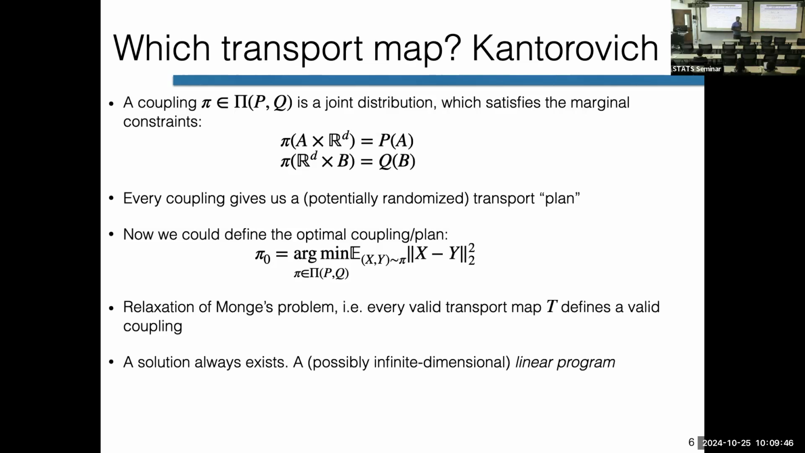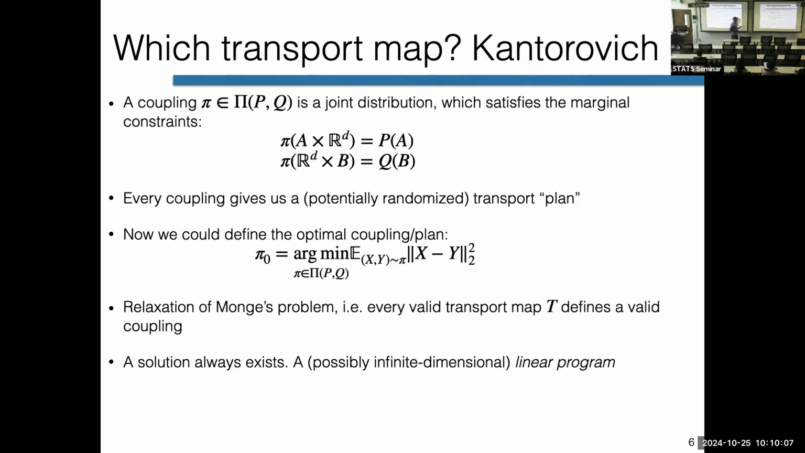What is nice about this formulation is, first of all, there's always a solution. There's always at least one coupling. The so-called independent coupling is a valid coupling. I can just say, draw an independent sample from x and an independent sample from y. That's a joint distribution which has marginals P and Q. So there's always at least one solution to this optimization problem.